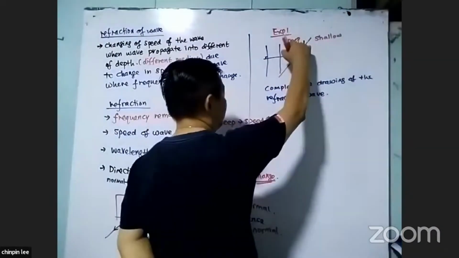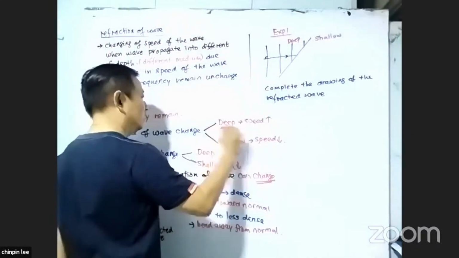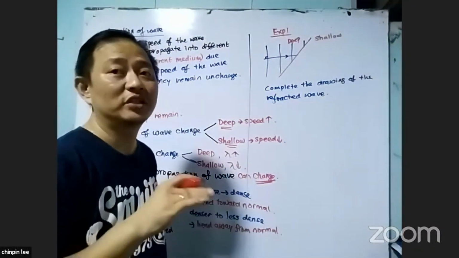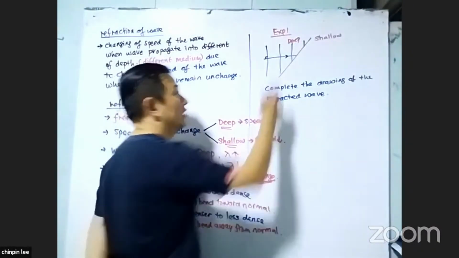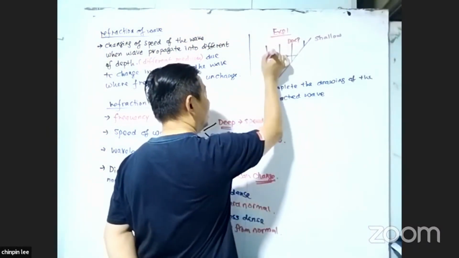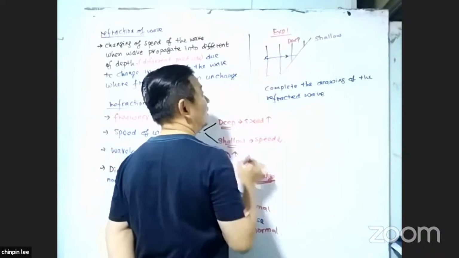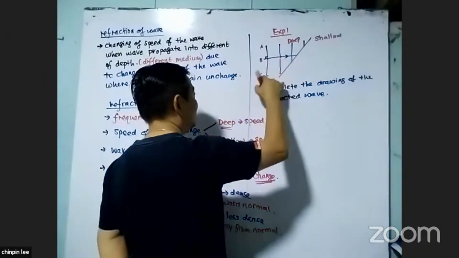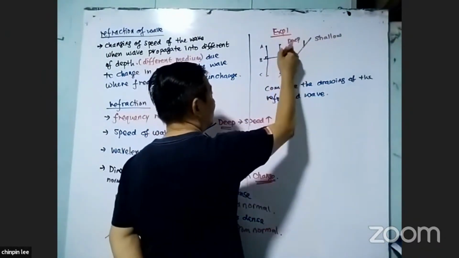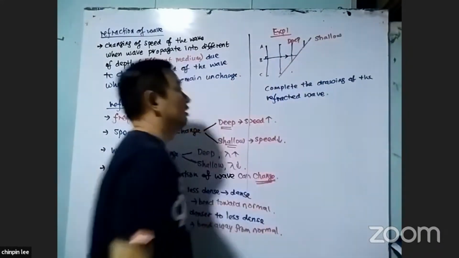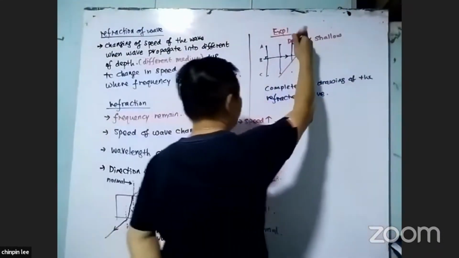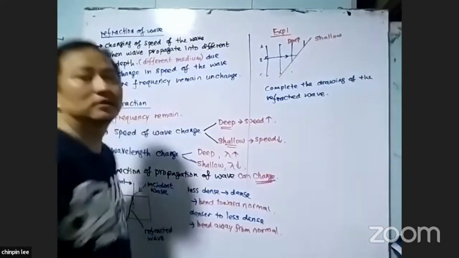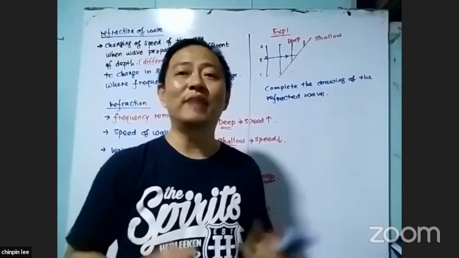Okay, this is deep. Deep means fast. Shallow means slow. So the wave comes to here, 1, 2, and 3. I said three guys. I got A, B, and C, three guys running. A comes to here, B comes to here, C should come to here, at this speed, in this row. But shallow is slow.